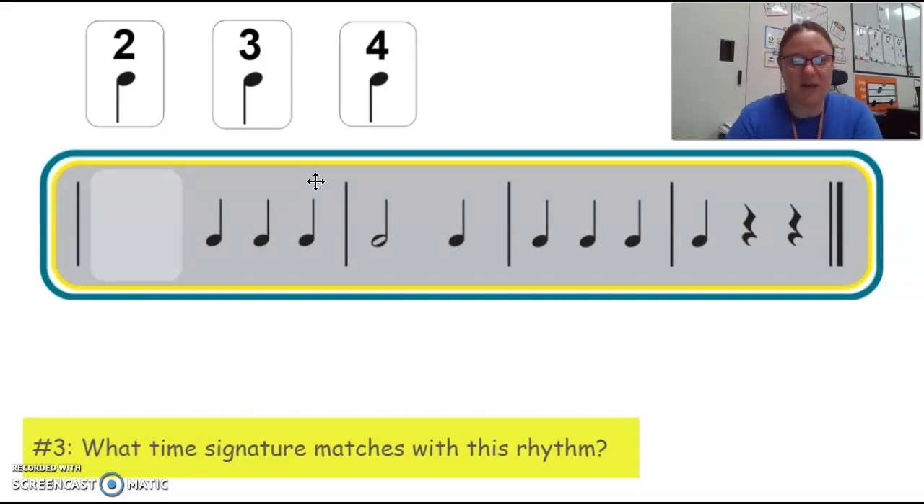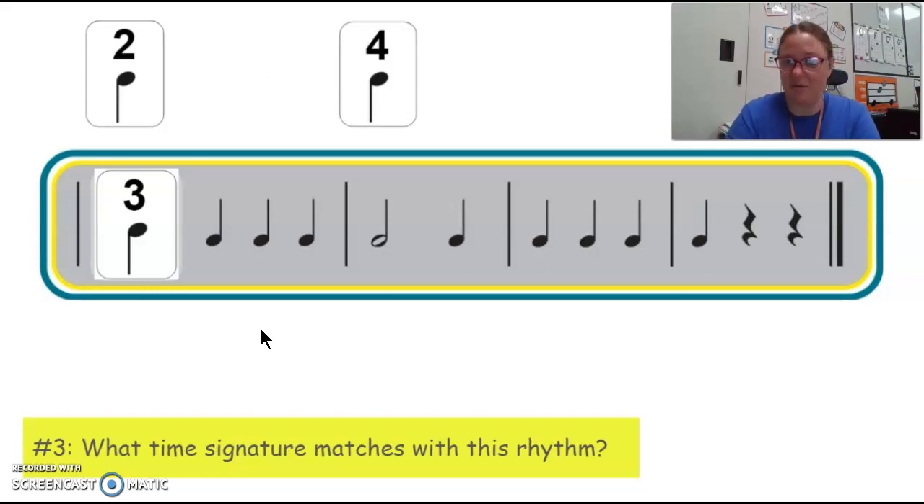Go ahead and take a look at the very first measure. Count how many beats you see and try to figure out which time signature matches. You should have chosen 3/4. There are 1, 2, 3 beats in a measure. And if I looked through this whole rhythm, I would notice that each measure has 3 beats. It may not have 3 notes. This measure only has 2 notes, but this half note is worth 2 beats, and this quarter note is worth 1. So together, they equal 3 beats in that measure.